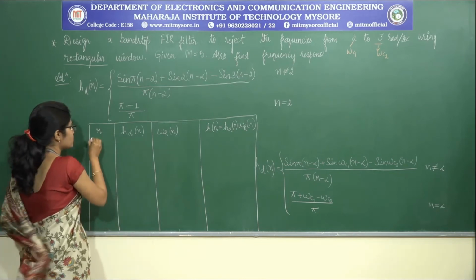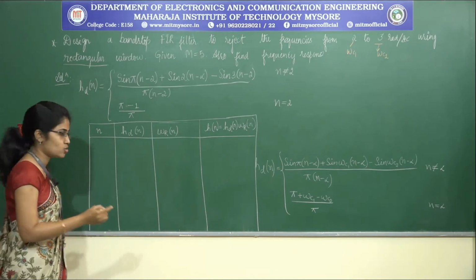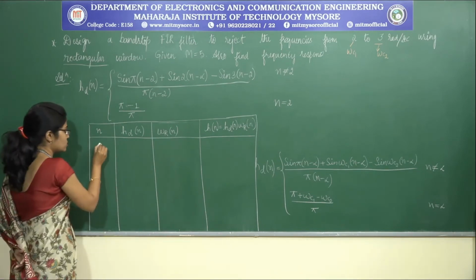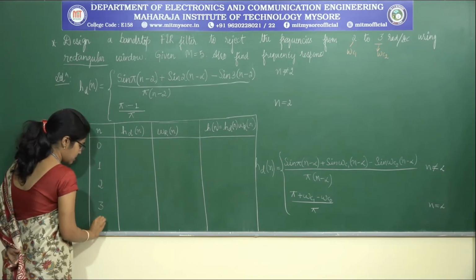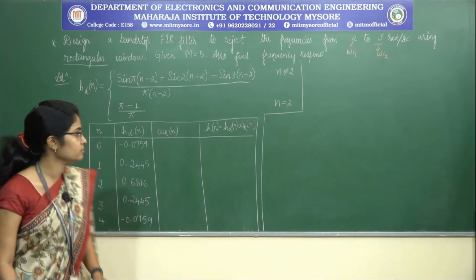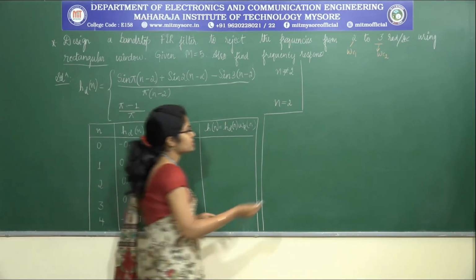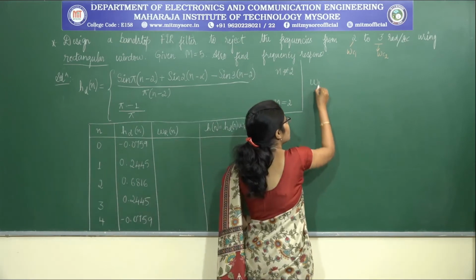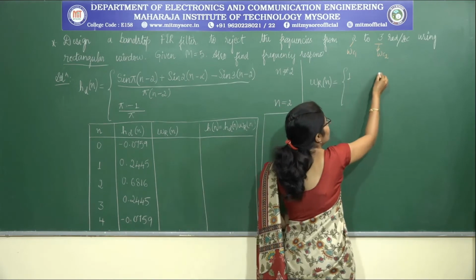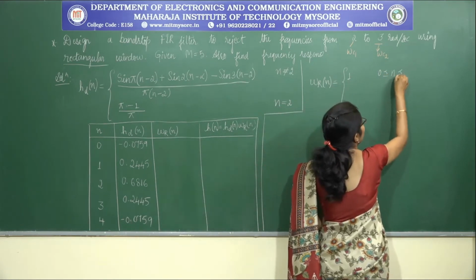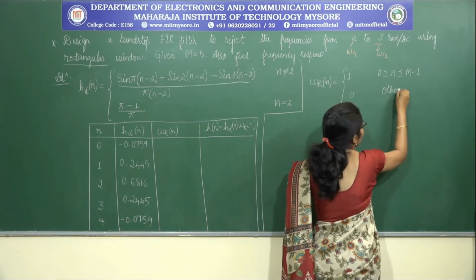We know the value of small n ranges from 0 to m minus 1. The value of m is 5, so n should range from 0 to 4. So it is 0, 1, 2, 3 and 4. Now they are telling us to use a rectangular window. We know the standard formula for the rectangular window is omega r of n, which will be equal to 1 over the range 0 to m minus 1, and it will be 0 in the rest of the cases.